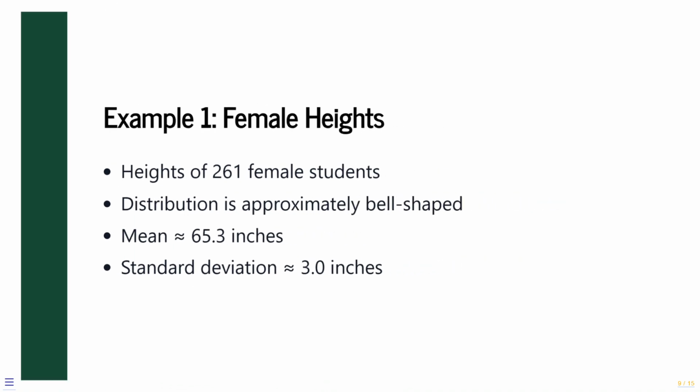Let's look at example 1, female heights. We examine heights of 261 female students. The histogram shows an approximately bell-shaped distribution. The mean height is about 65.3 inches, and the standard deviation is about 3.0 inches. Because the distribution is roughly symmetric and bell-shaped, the empirical rule applies. That allows us to estimate how many observations should fall within 1, 2, and 3 standard deviations of the mean. This is a perfect setting for using z-scores and the empirical rule, because the assumptions of approximate normality are reasonable.